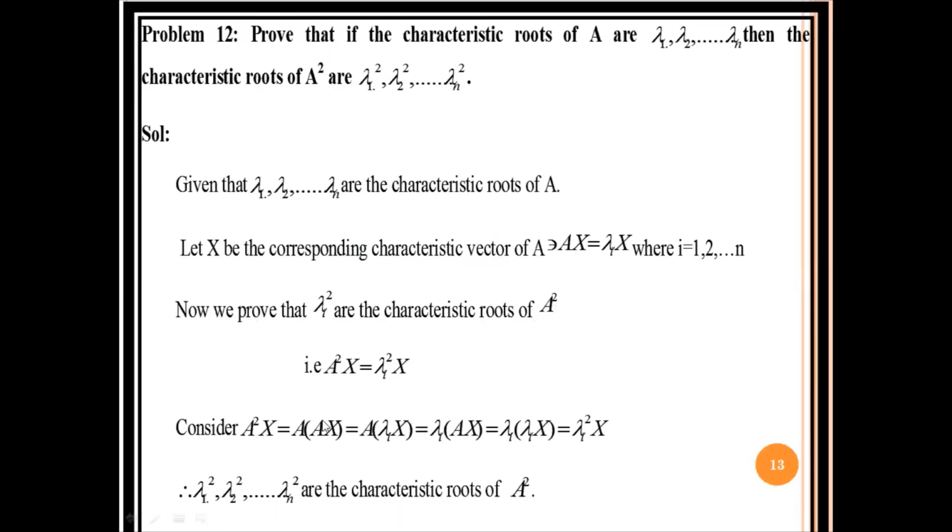Now consider the LHS. A square can be written as A into Ax. Ax is replaced by lambda i x. Now again write the scalar lambda i outside, so lambda i into Ax. Again Ax is replaced by lambda i x. So this is lambda i square x. Therefore lambda 1 square, lambda 2 square, ..., lambda n square are the characteristic roots of A square, right?